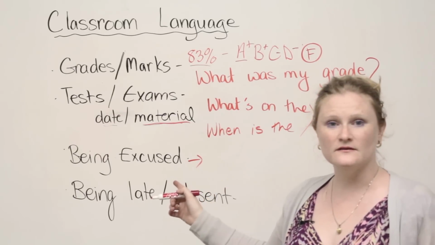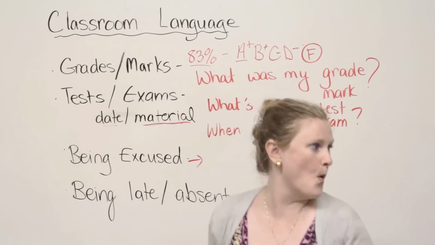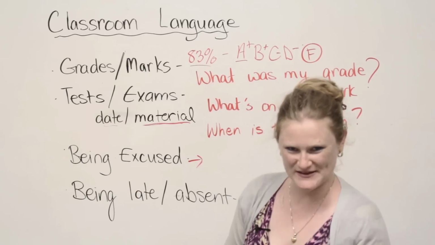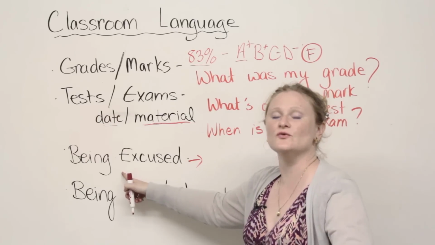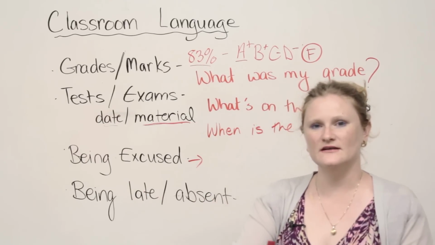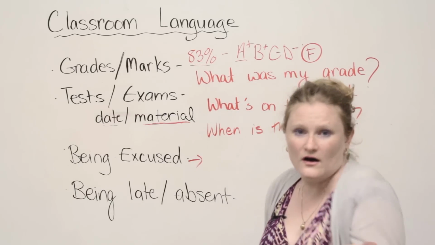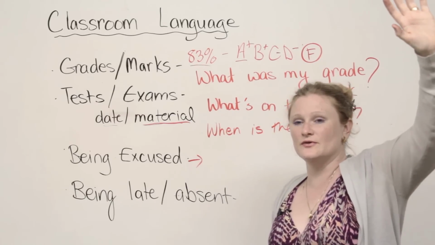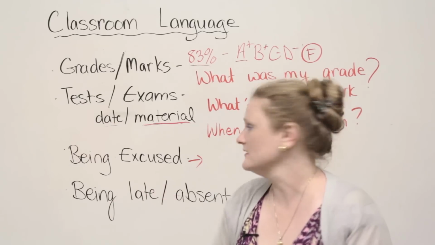The next one is important. If you're in class and all of a sudden you have to go to the toilet, we call this in English being excused. Being excused means you're leaving some situation and you're going to be very polite about it. All you have to do, some teachers want you to put your hand up or just ask them outright.